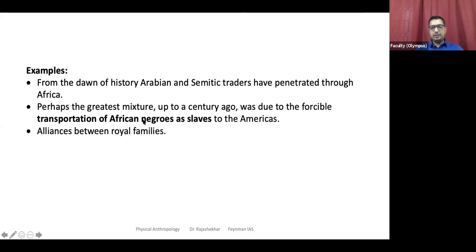Alliances between royal families. Queen Victoria, many of her children moved to different countries and married to different kings. So alliances between royal families also led to intermixing of human races. So you can talk about Queen Victoria's family and her children. You can find this online. They say who they married to, how hemophilia went on, troubling many kings of different royal families. Of course, that is because of intermixing.